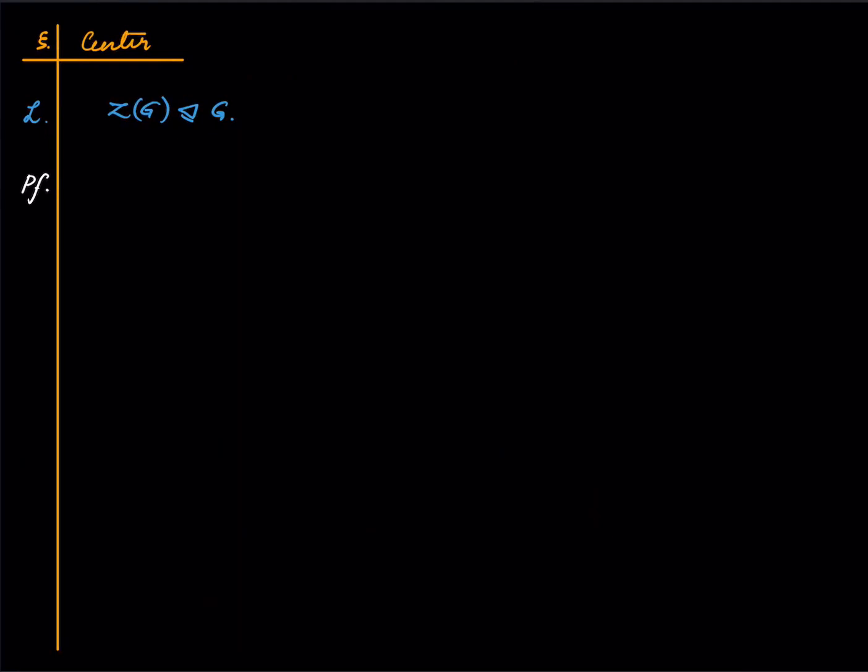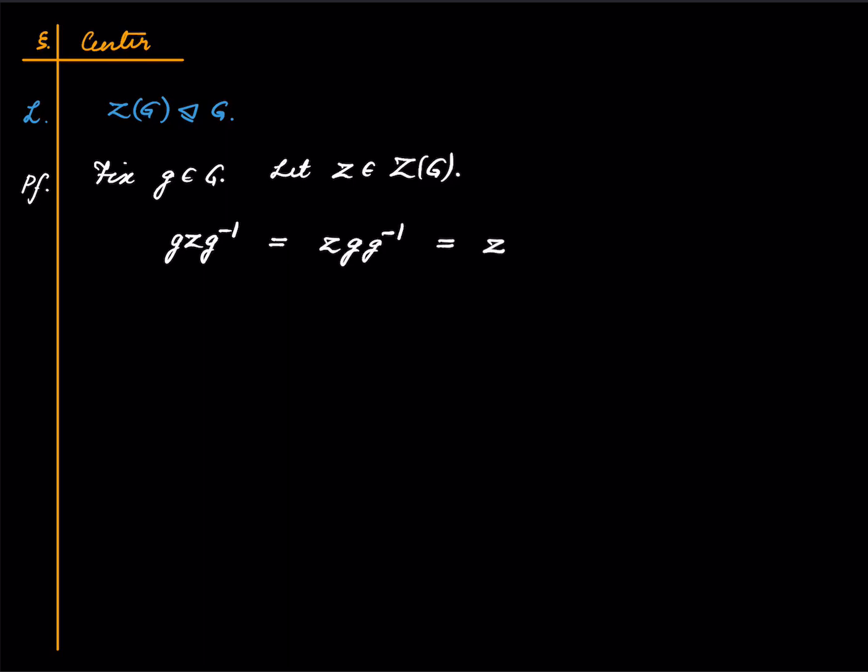Yeah, this is another very useful one. The center of a group is always a normal subgroup, right? So fix some little g, and let z be chosen in the center. So it is enough to show that g z g inverse is also in the center. But what is this thing? By the fact that z is in the center, z commutes with everything. So it in particular commutes with g. So this is equal to z. Right? Therefore, it is in the center.